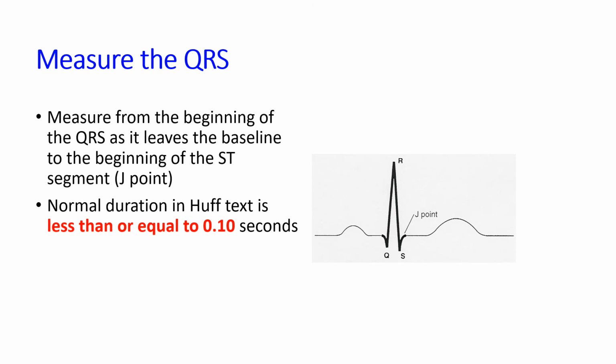After your PR interval, we're going to measure the QRS. And this is kind of hard because it's so small and it's so hard to count boxes in between. So you're measuring from the beginning where the Q starts or the R starts up, and then where the S wave comes up to the J point, or if there is no S wave, where your R wave comes down to the isoelectric line. Your normal QRS should be less than or equal to 0.10. So that's about 2.5 boxes.